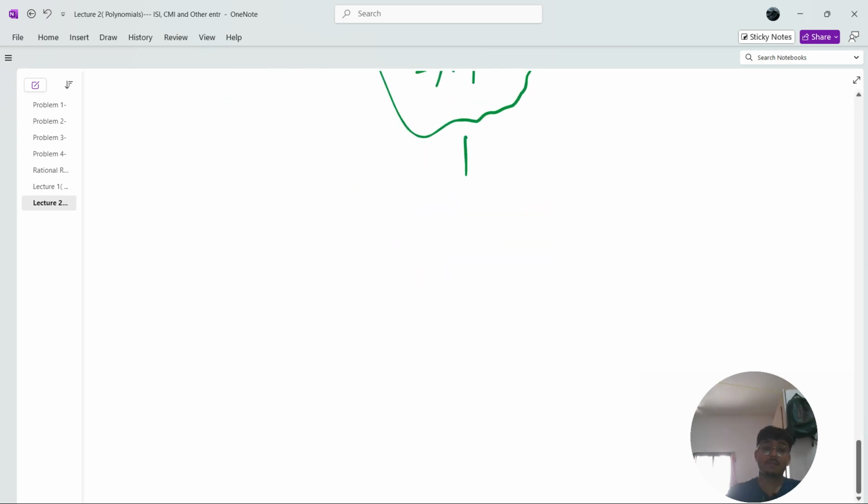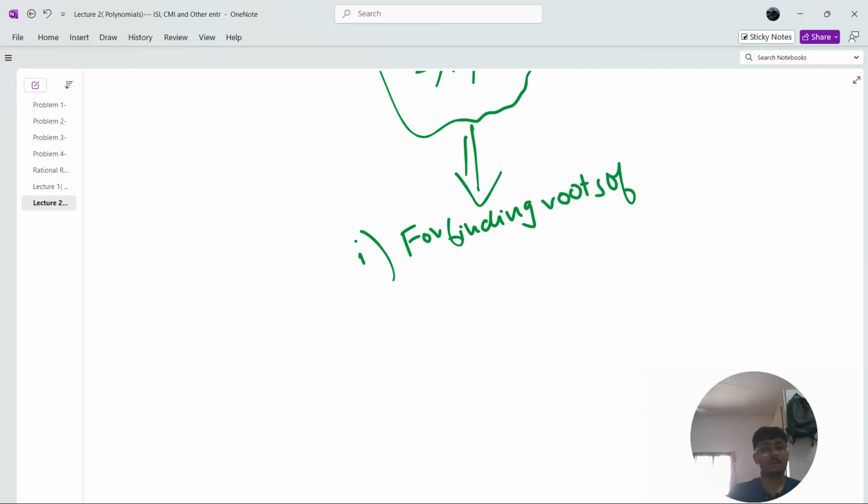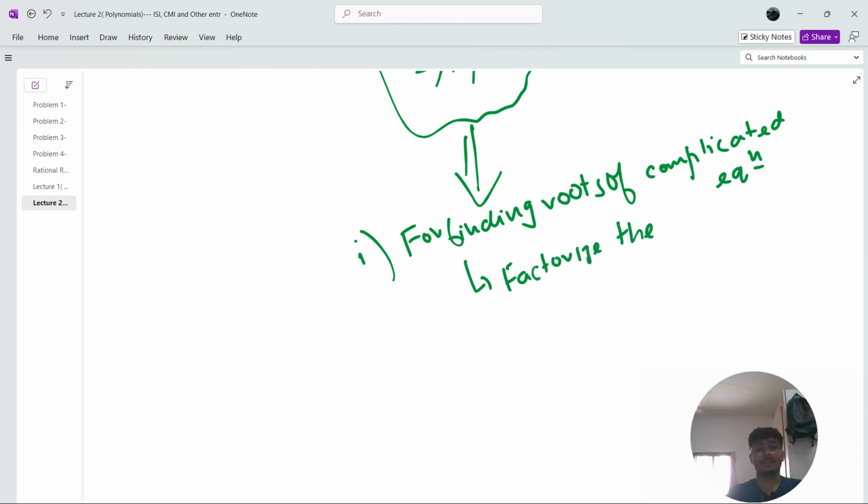Now its importance for finding roots of complicated equations. How do we do it? Factorize the constant term. These are the steps to find the roots of complicated equations by the integer root theorem. Factorize the constant, or by the rational root theorem, either is possible. Factors come out.